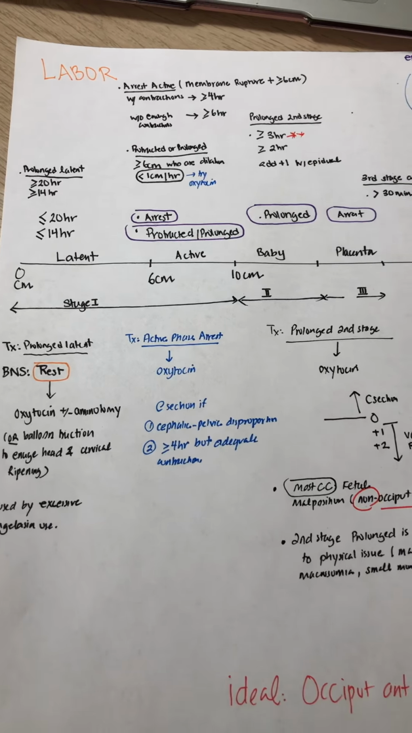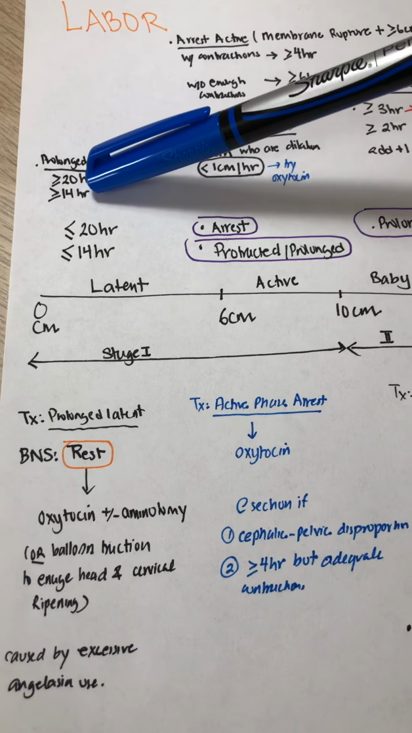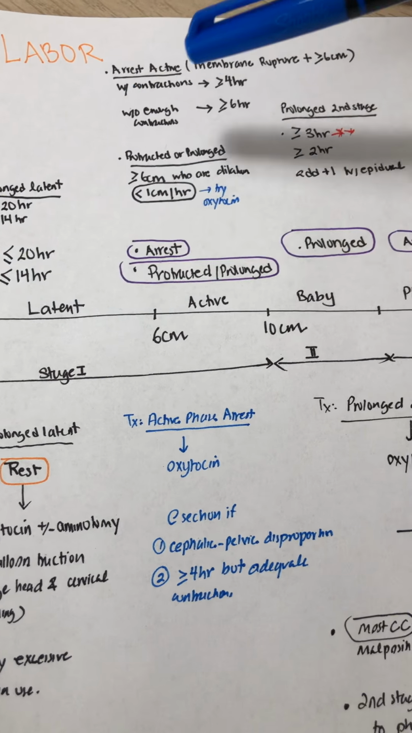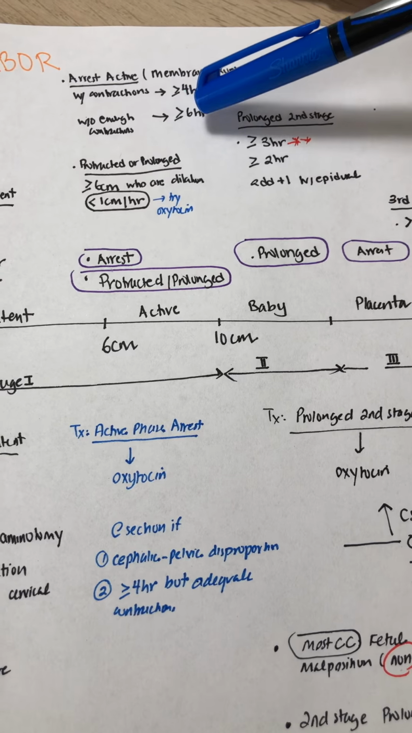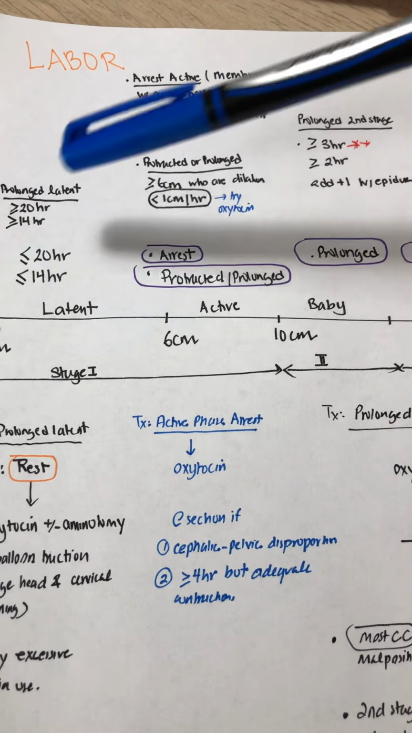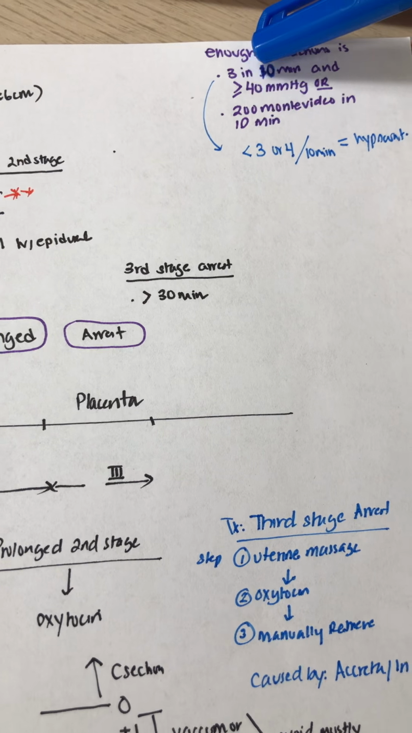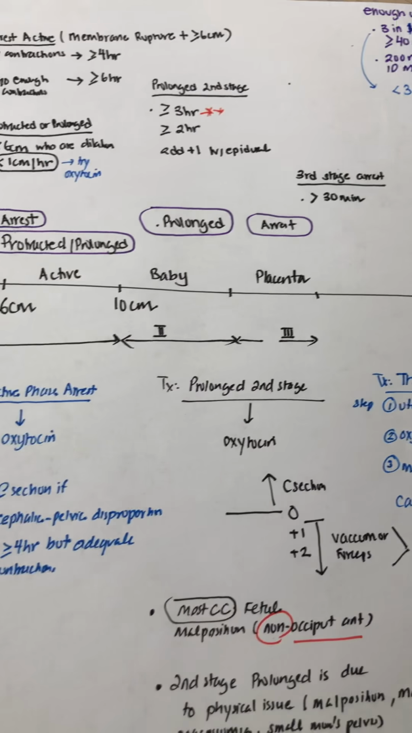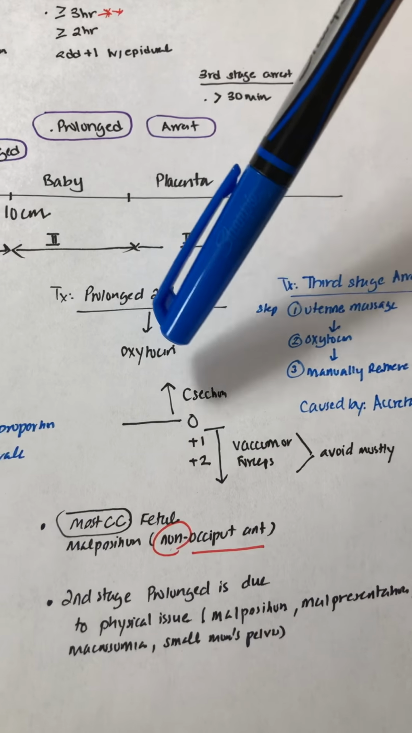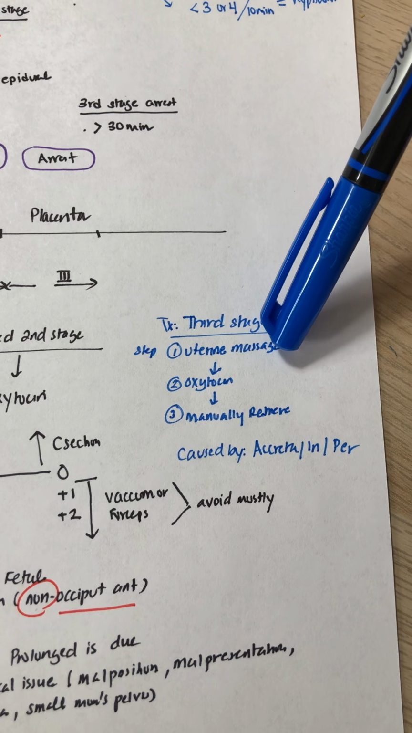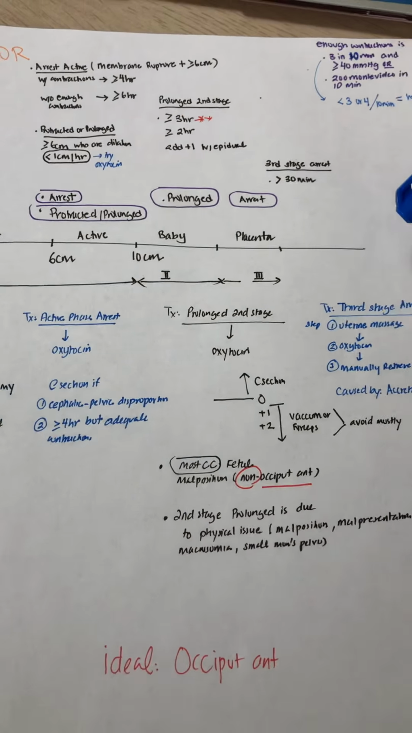So in summary, for labor, you have to memorize some hours. 20, 14, 4, 6, 3, 2. 20, 14, 4, 6, 3, 2. 30 minutes we always remember. 3 in 10 minutes, 200. So the choices are rest, oxytocin or C-section, oxytocin or C-section, uterine manual massage. Best next step, they like to ask uterine manual massage. Okay, this is about labor.